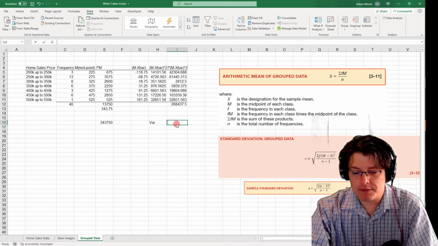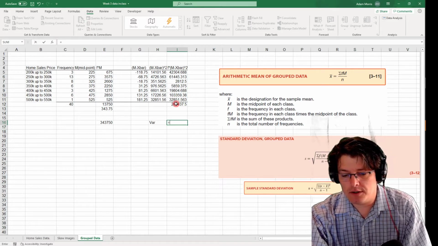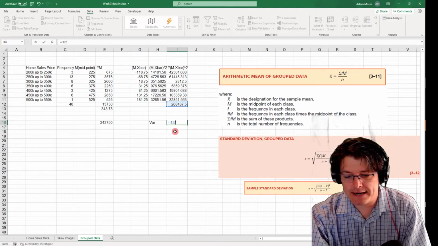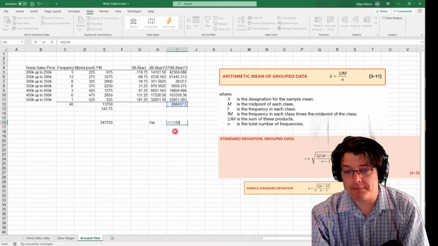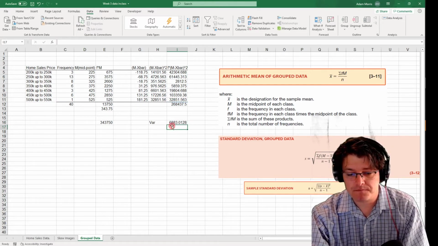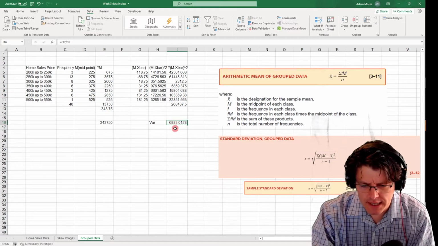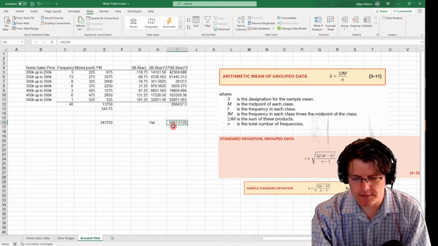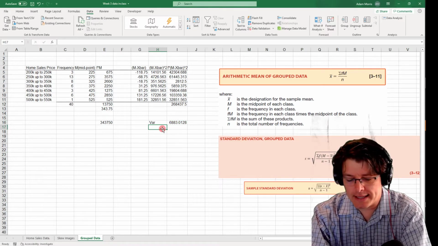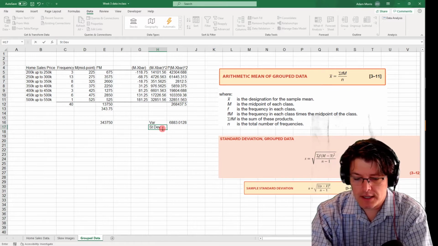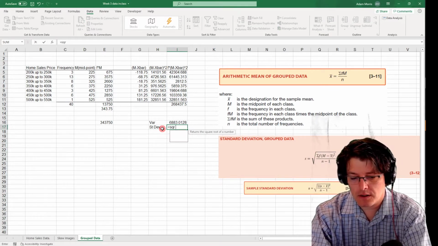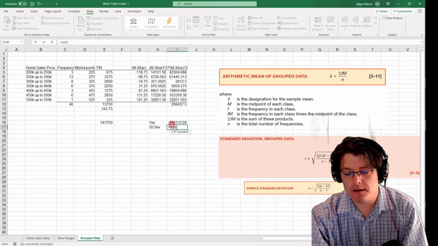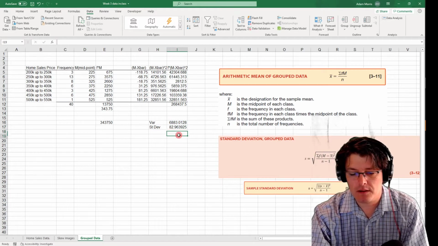The variance is simply now the numerator divided by 39, right? So n minus 1, again, because we're in the sample world. So we end up with a variance of 6.8 thousand. Okay, and then lastly, standard deviation is going to be the square root of the variance.